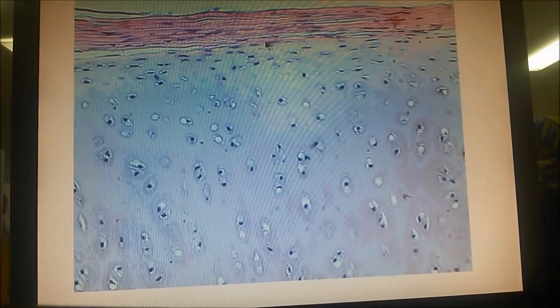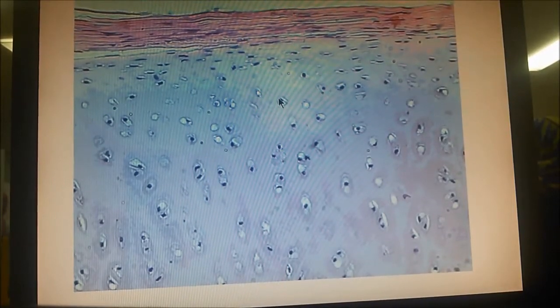Besides that, the inner layer of the perichondrium has flattened cells. These flattened cells are the stem cells of the cartilage. We call them chondrogenic cells; they form the cartilage. Now these cells migrate deeper and differentiate, becoming chondroblasts. They migrate deeper and differentiate into chondrocytes.